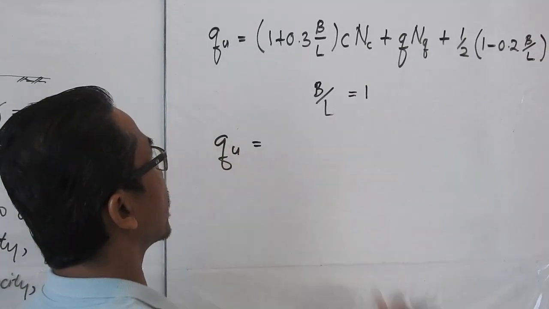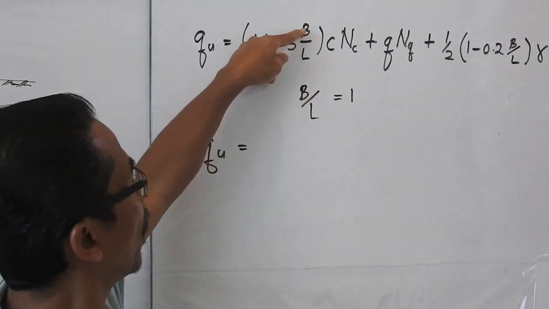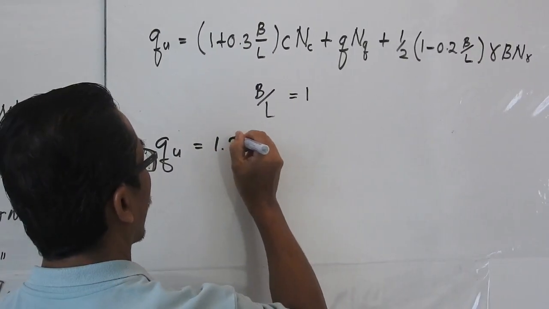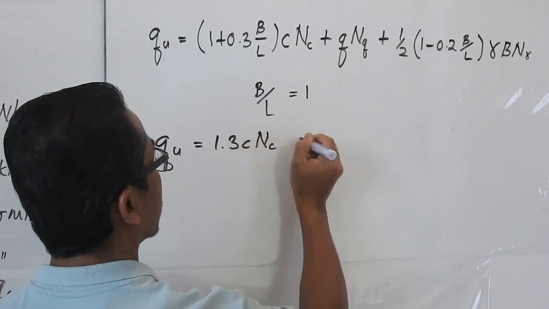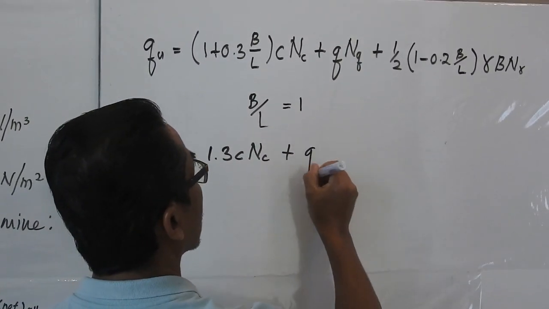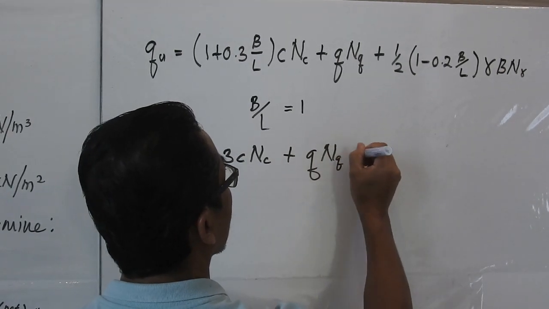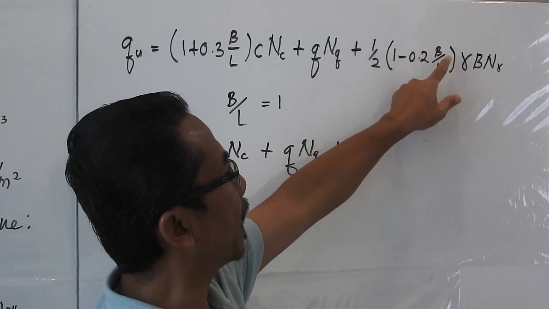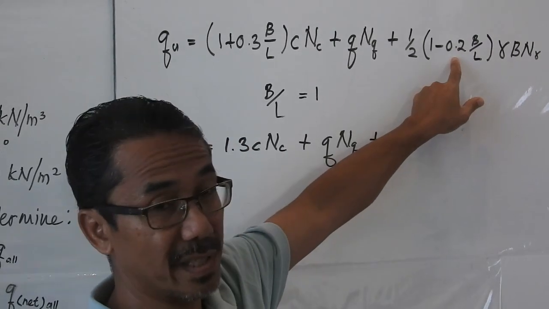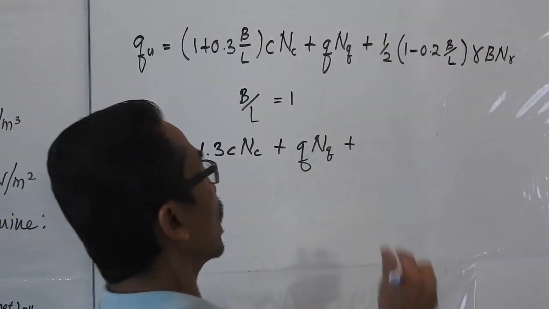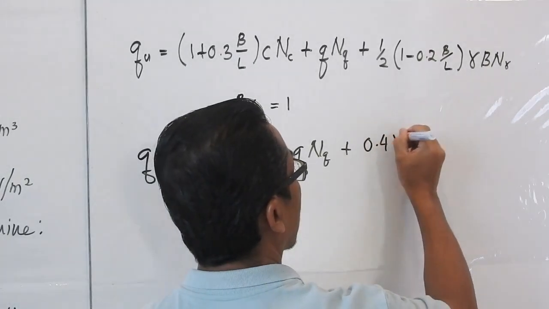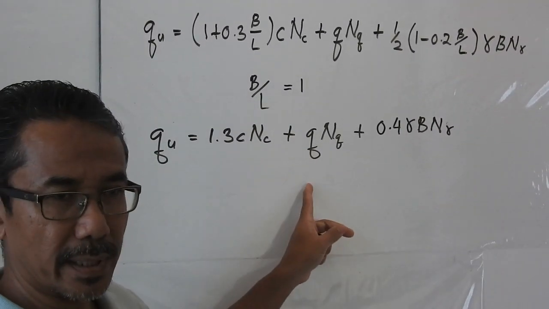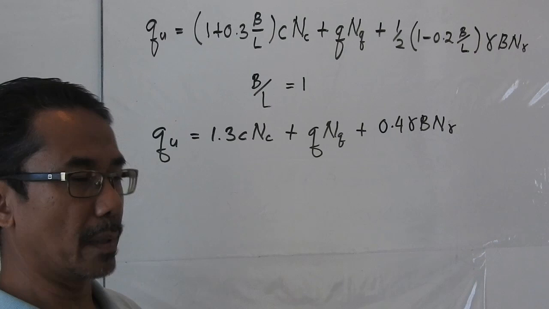So this equation becomes 1 plus 0.3, with B over L equal to 1. So 1 plus 0.3 is 1.3, c multiplied by N sub c, plus q N sub q, plus here 1 minus 0.2 multiplied by B over L, which is 1, so it becomes 1 minus 0.2, which is 0.8, divided by 2, we obtain 0.4 gamma B N sub gamma. So this is the equation that we are going to use to solve the problem.